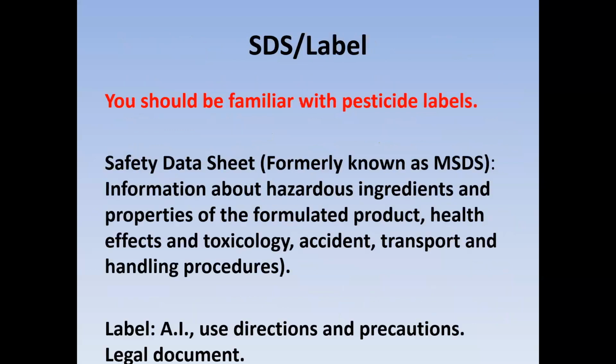Okay, you should be familiar with SDSs and labels. The safety data sheet, if you have an older form, it may be called an MSDS, but safety data sheet is the current terminology. And this is the information about hazardous ingredients and properties of the formulated product, the health effects, toxicity, or toxicology, excuse me, accident, transport, and handling procedures. The label will go over the active ingredient, use directions, and precautions. The label, you should understand, is a legal document. If the label says you have to apply in such a way, that's the way it has to be applied. You can't freelance and do your own thing.